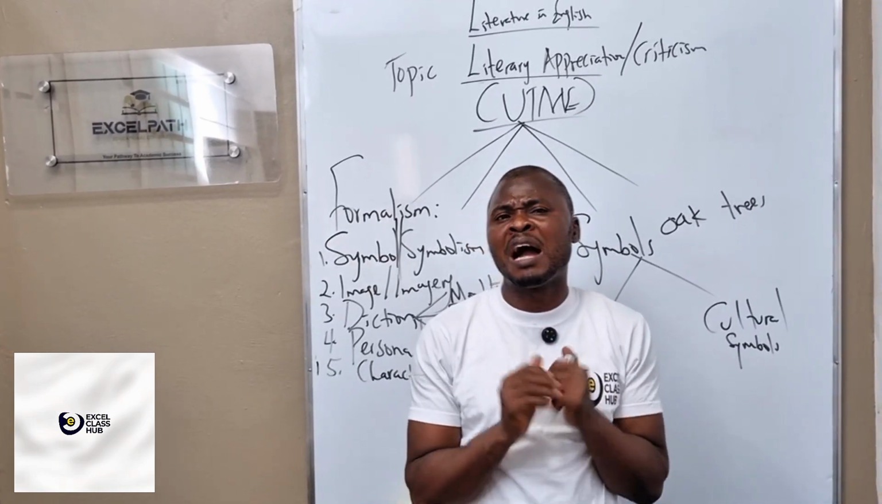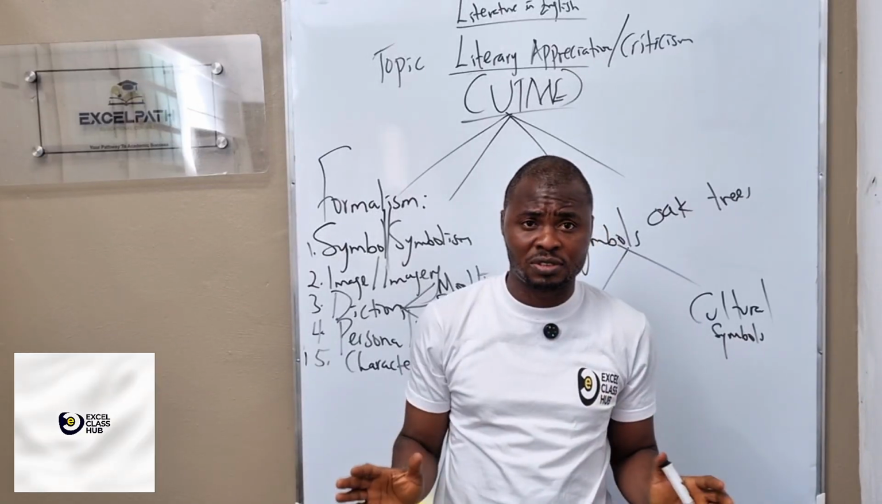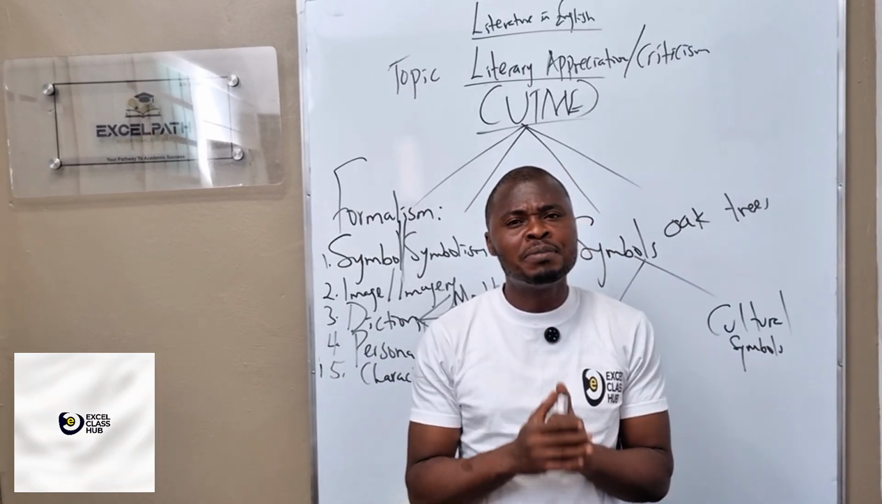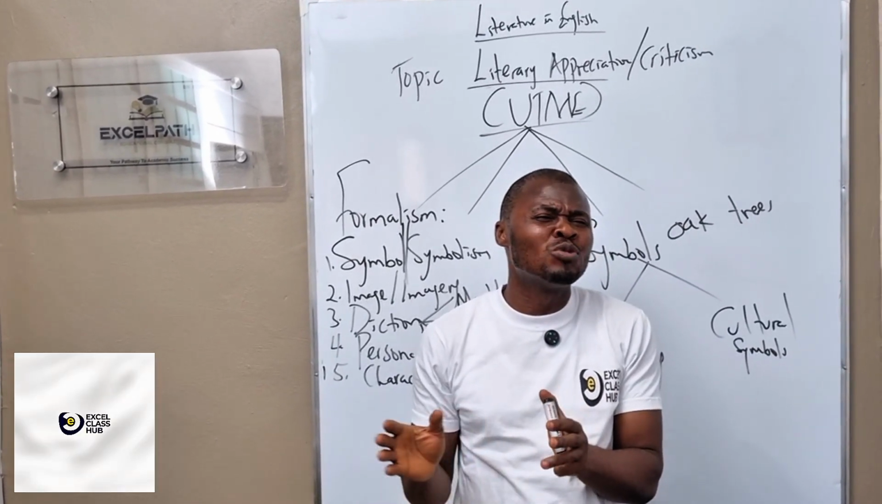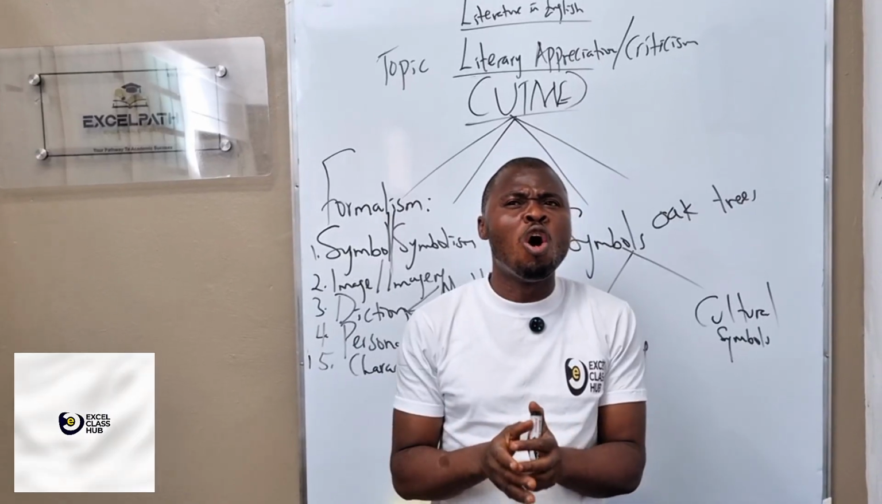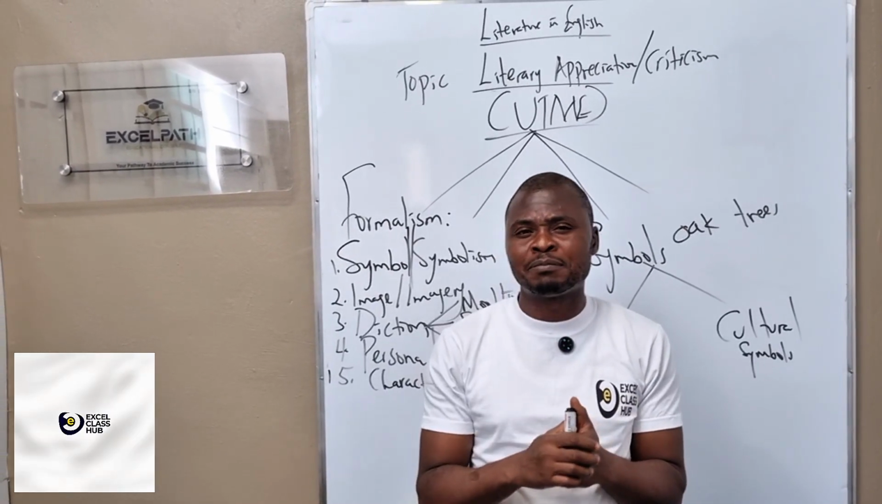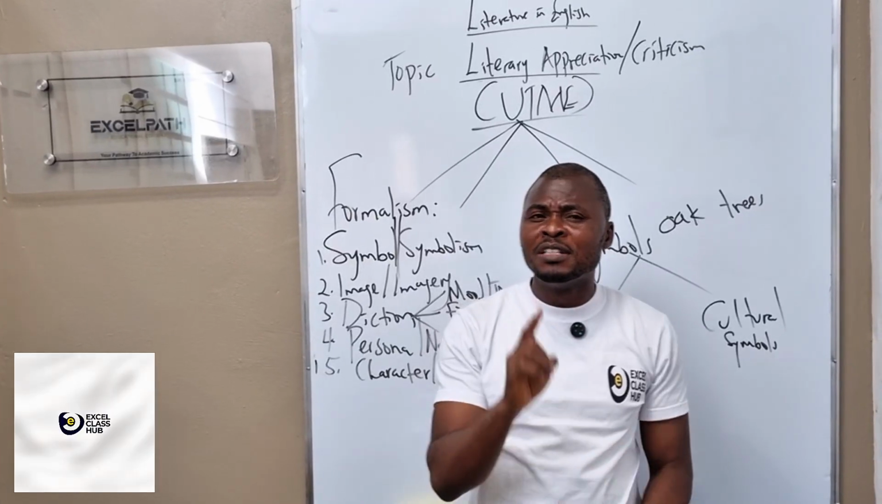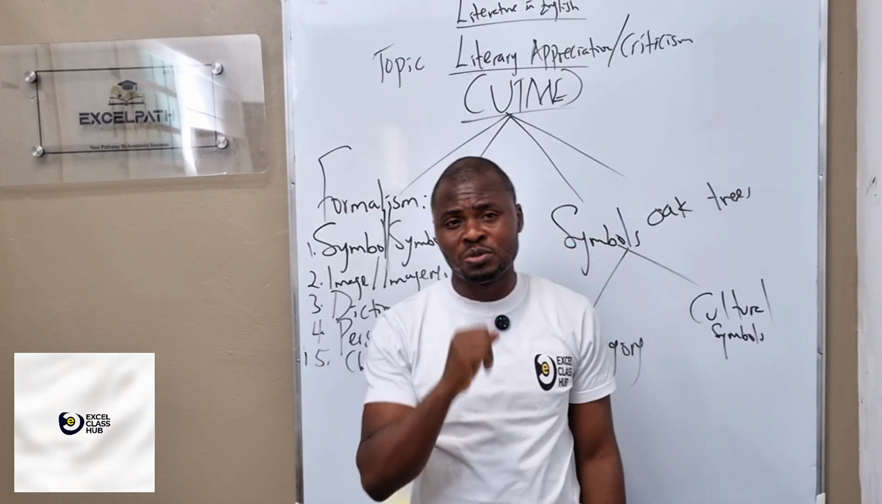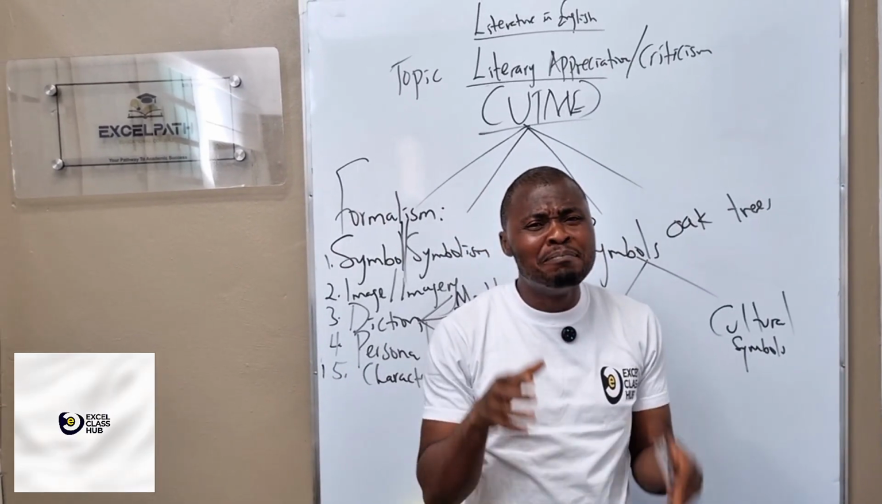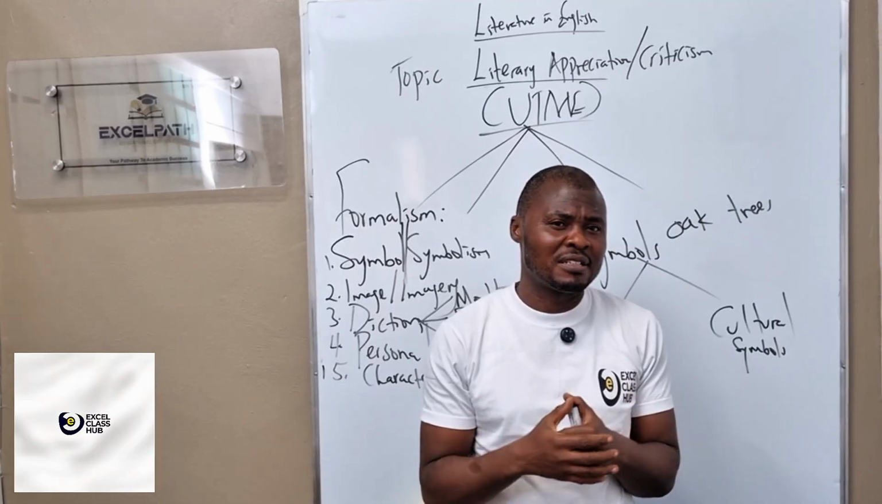But also in Africa, we have our own cultural symbols. That means those symbols must be found only in Africa, must not be found elsewhere, or must only be found in certain societies, but not everywhere in the world. One of them is the bride price. Some of the literary works that are recommended to you have the bride price as their main subject matter.